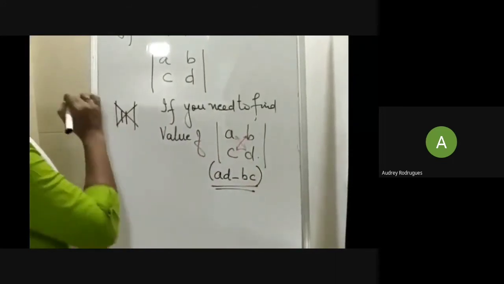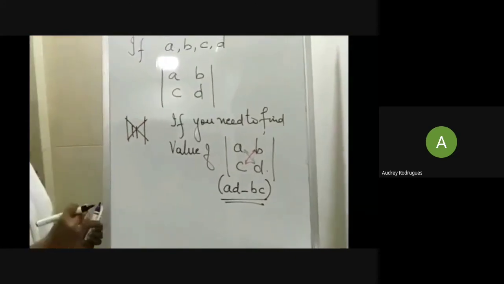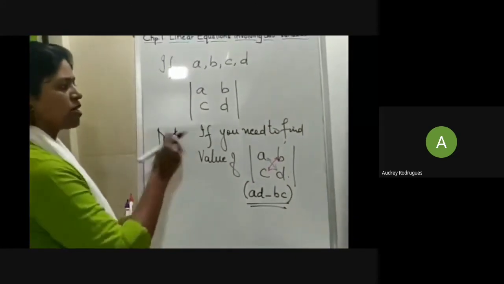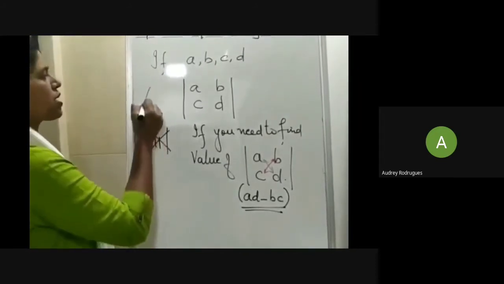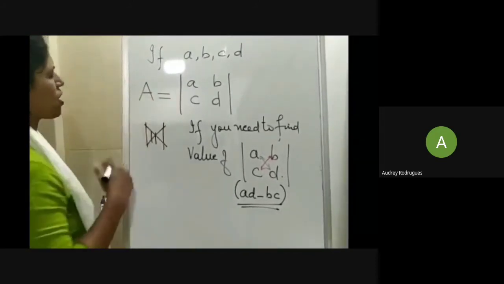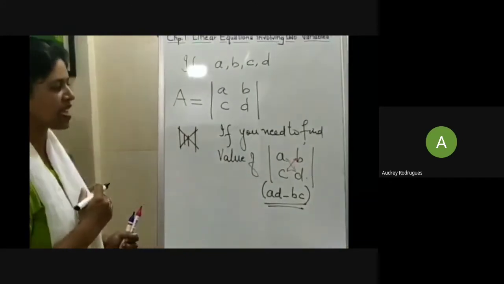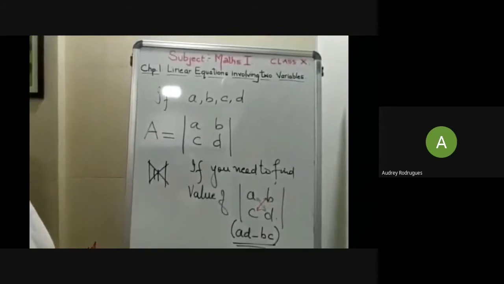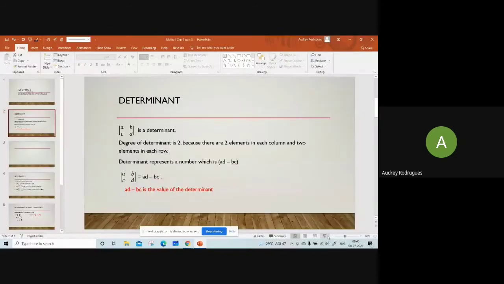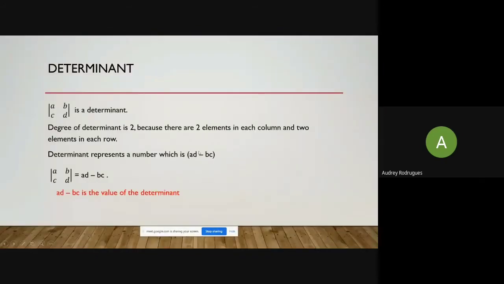For everything we need to give a name, so for a determinant also we need to give it a name. You can give it any capital letter, capital A or capital D, any letter, and that's how you find the value of the determinant. Okay.